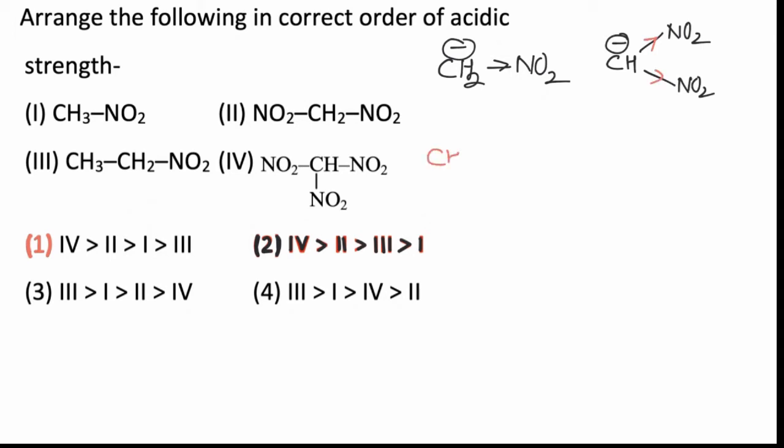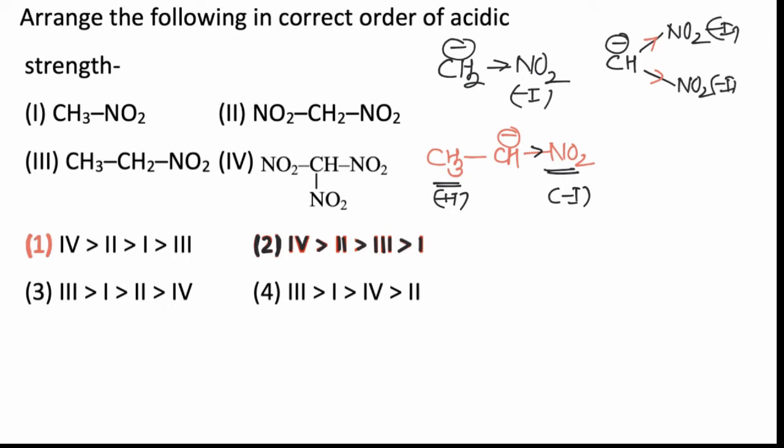Now in case of 3, the CH3 CH NO2 ion is present. Now this ion is stabilized by the minus I effect of one NO2 group and destabilized by the plus I effect of one CH3 group. So plus I and minus I both are present. The first has only one minus I, while here two minus I groups are present.